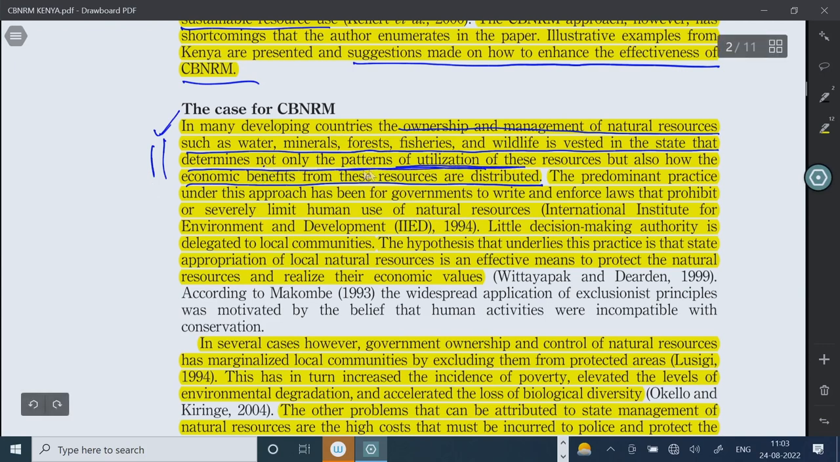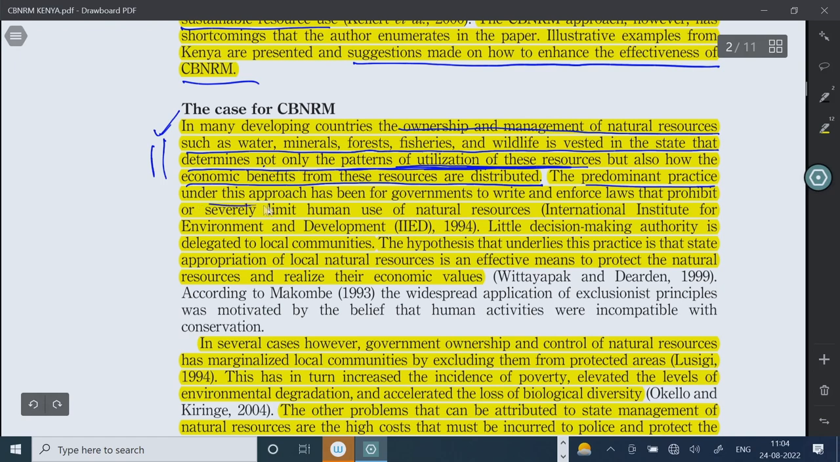But while doing so, they also decide the patterns of utilization of the resources. And moreover, how the economic benefits from those resources will be distributed is also going to be decided by the government. And there lies the problem. That is the source of potential conflict between the community, the government, or the institutions taking care of those natural resources. Now, the predominant practice under this approach, where the government takes care of the resources, has been for governments to write and enforce laws that prohibit or limit access to natural resources by the communities. And very, very little decision-making authority is actually left to the local communities. So, certainly the local community will be unhappy.